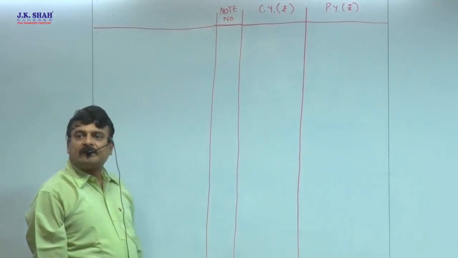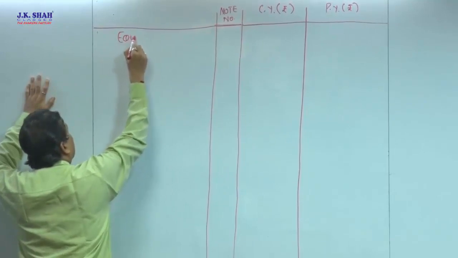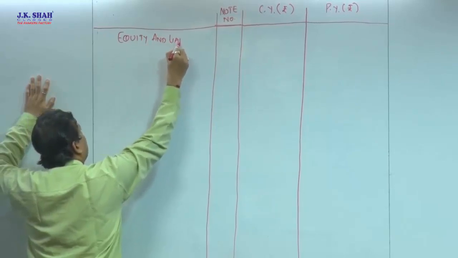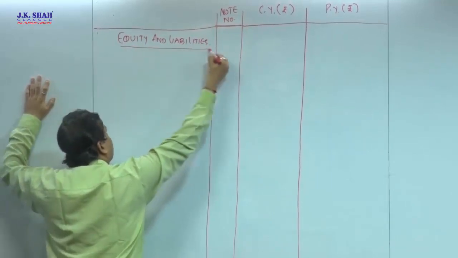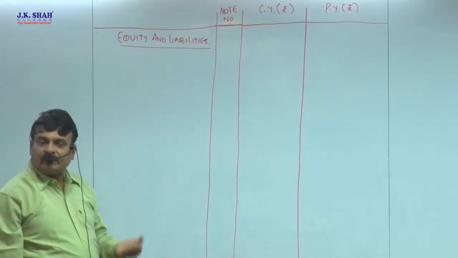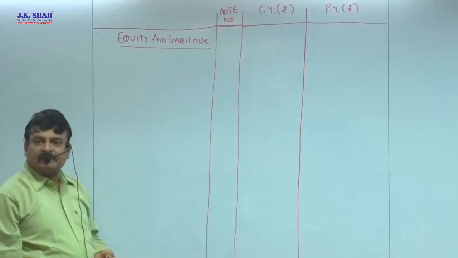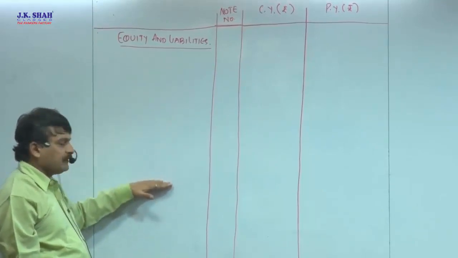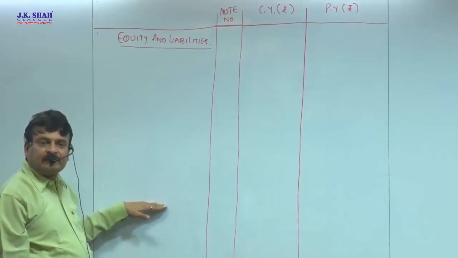It will always start with a credit balance. The credit balance will mean equity and liabilities. Equity stands for ownership funds, share capital. Liability stands for outsiders funds. After writing equity and liabilities to a certain extent, then you will have starting of assets.